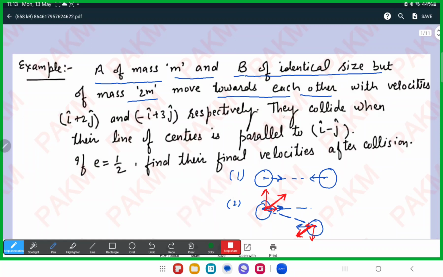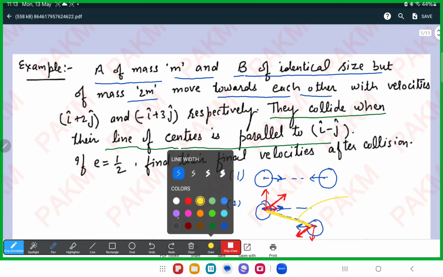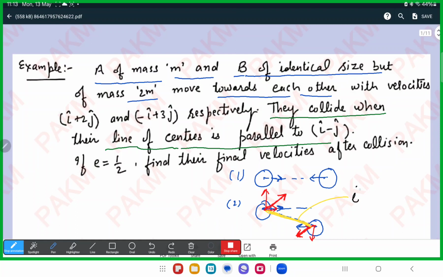Now the next important thing is they collide when their line of center is parallel to, means this is the line of center, and this line they have given as i minus j. Fine. And they have given the restitution value as 1 by 2. Find the final velocities after collision.